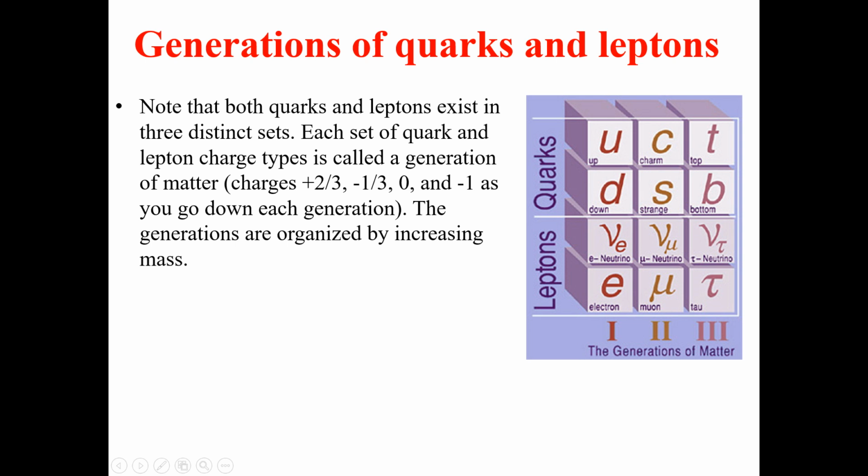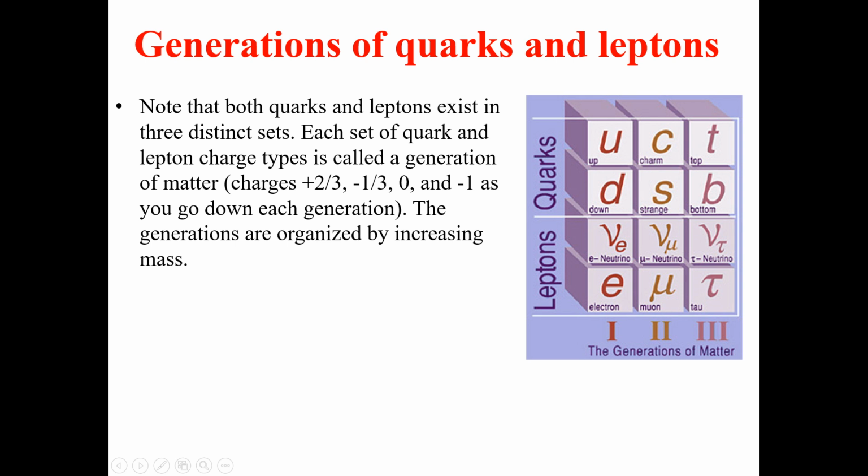Here you can see these are different generations of the quarks, and each set of the quarks and lepton charge types is called a generation of matter. The charges which they carry, we start from the up quarks and then go from left to right. The charges are 2/3, minus 1/3, 0, and minus 1 as you go down each generation. If we start from the top, that is up quarks, down quarks, and then electron neutrino, and electron.